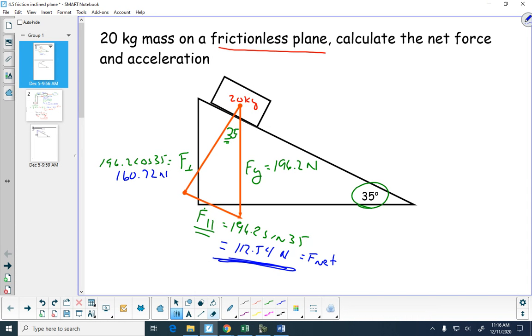Then acceleration. Force net equals mass times acceleration. We have 20 kilograms times our acceleration, a. And this goes back to just what we did in the previous quiz. We can divide both sides by 20.